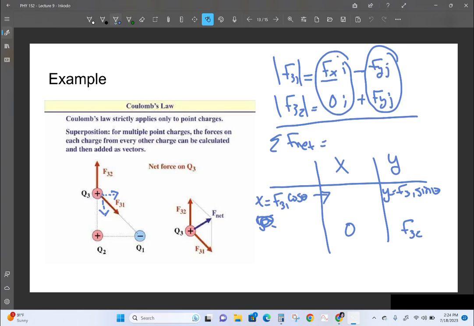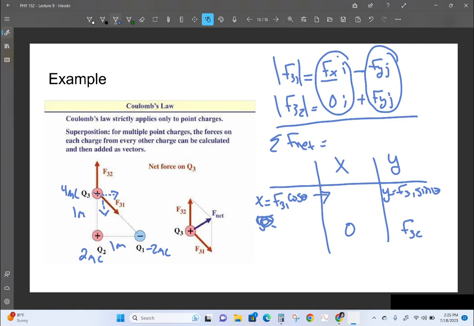So let's say that Q3 is 4 microcoulombs, Q2 is 2 microcoulombs, and Q1 is negative 2 microcoulombs. Now, the other thing we have to do in order to find F31 and F32 is we're going to need the distances between the charges. So let's just say this is 1 meter and this is 1 meter. We're also going to need to know the distance between Q3 and Q1.